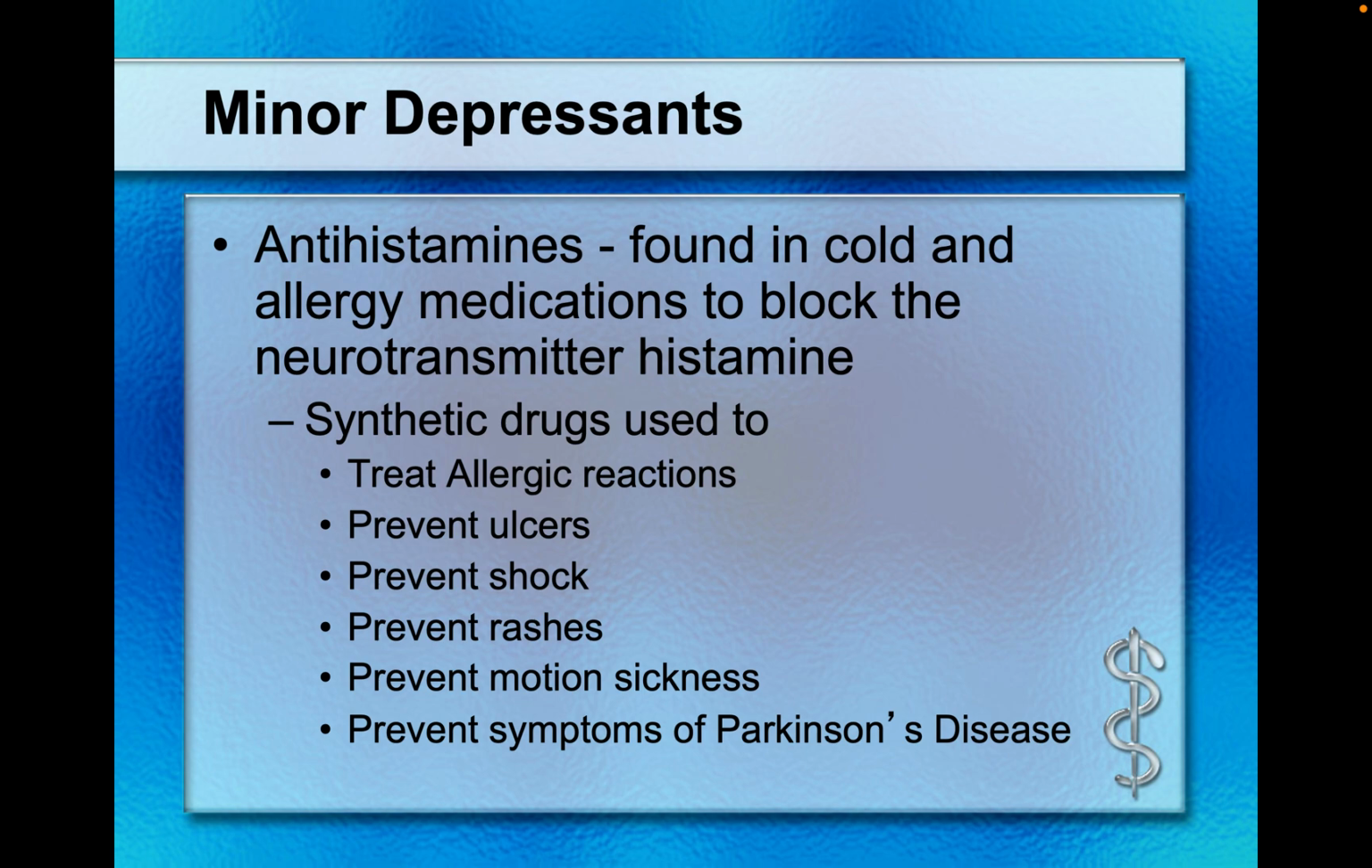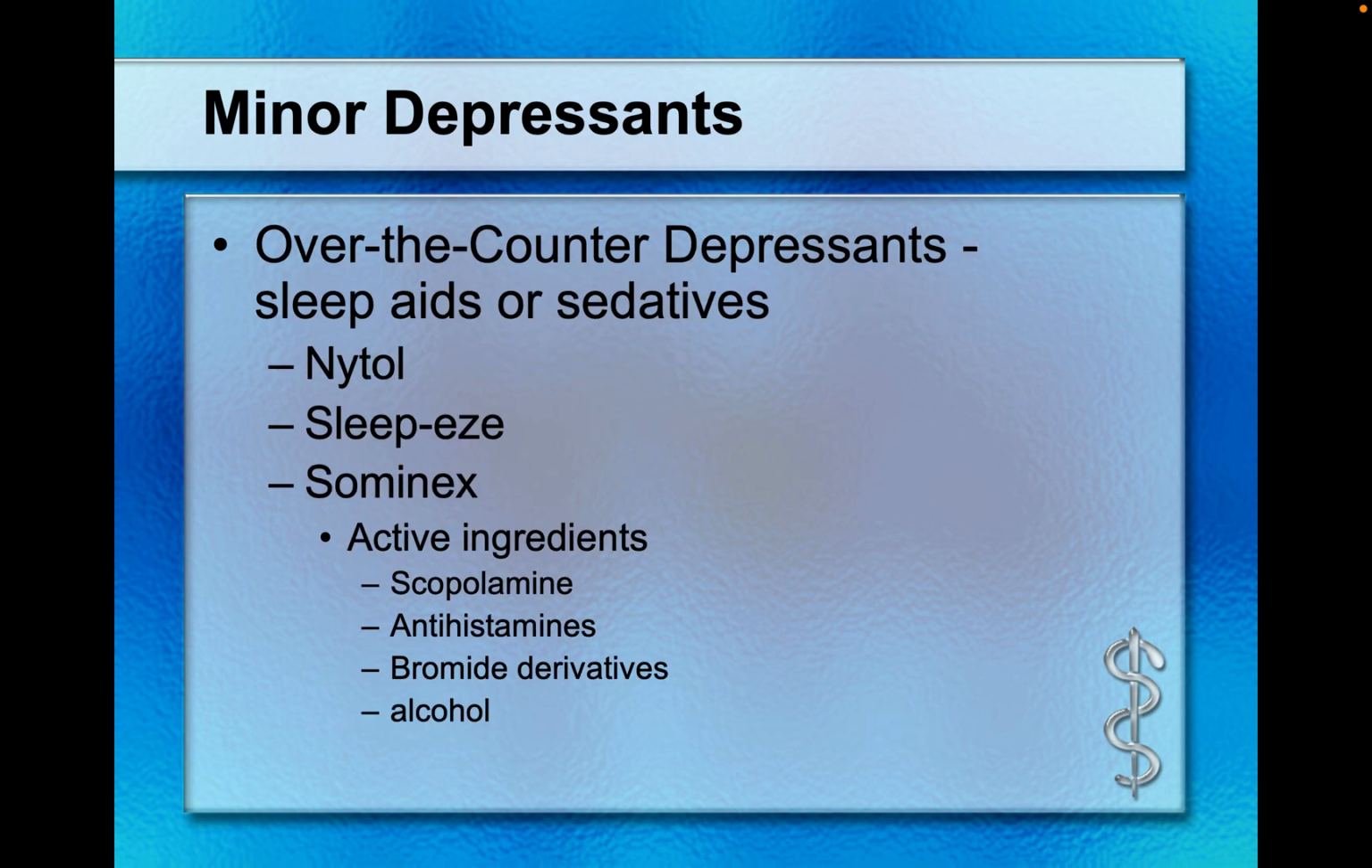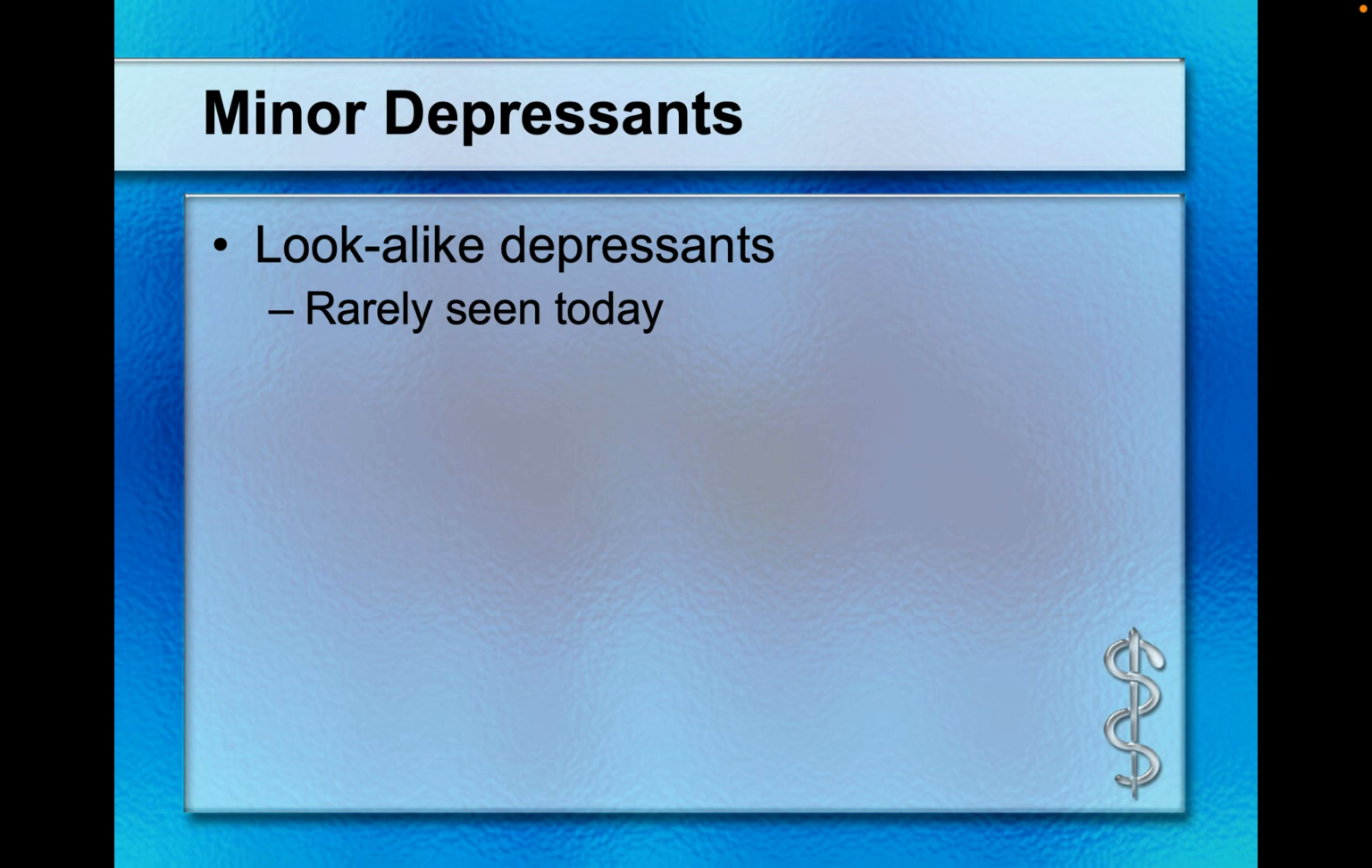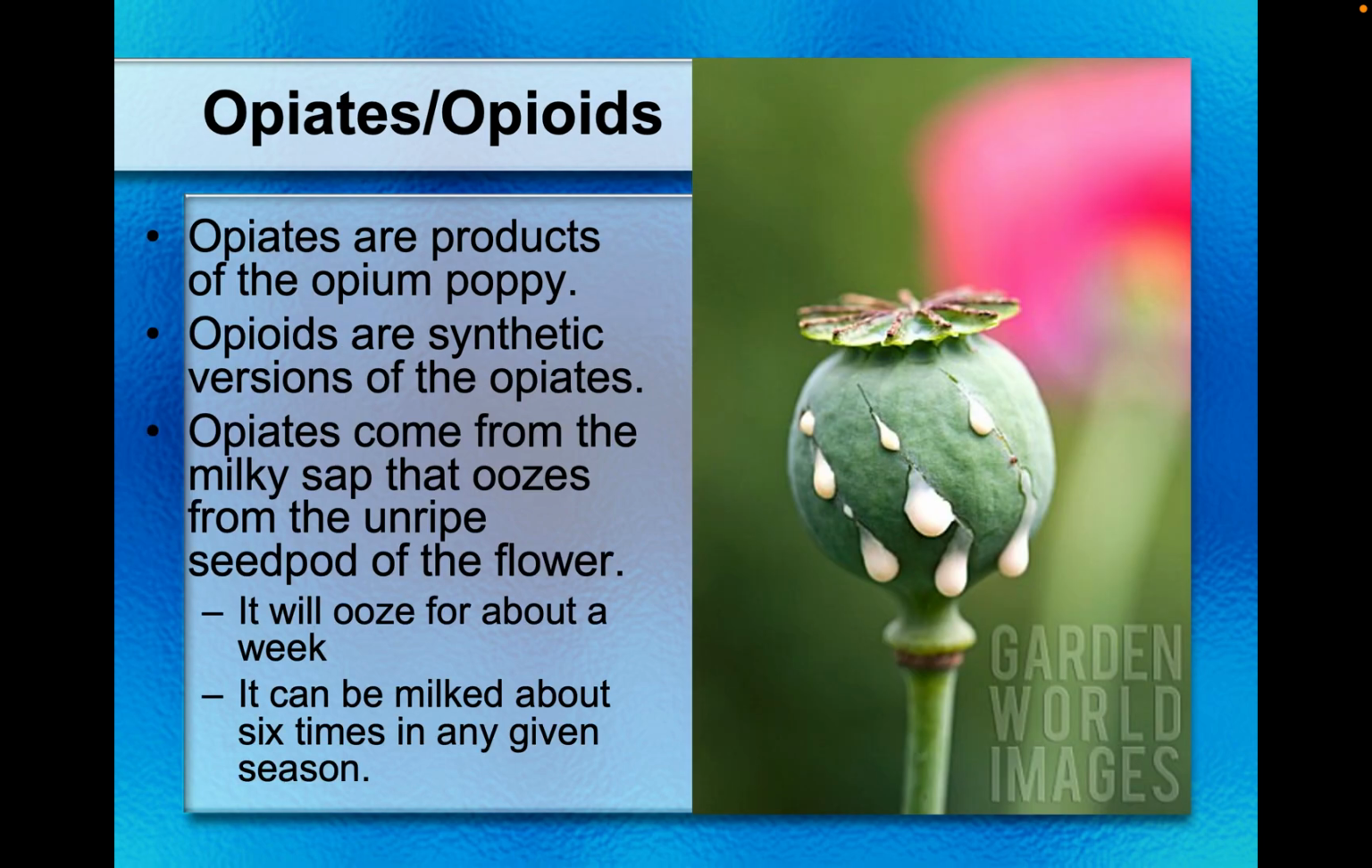They're synthetic drugs used to treat allergic reactions, to prevent ulcers, to prevent shock, to prevent rashes, to prevent motion sickness, and to prevent symptoms of Parkinson's disease. Over-the-counter depressants, sleep aids, or sedatives such as Nytol, Sleep-Eze, and Sominex. Active ingredients include scopolamine, which is truth serum, antihistamines, bromide derivatives, and of course alcohol. Look-alike depressants are rarely seen today, thank goodness.